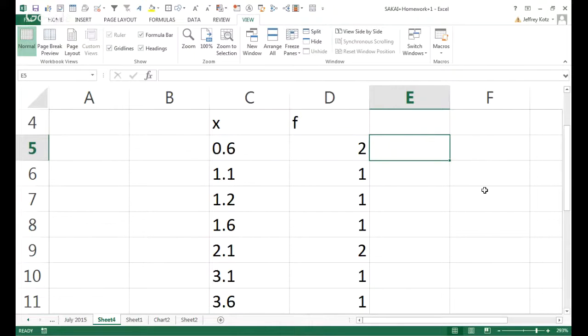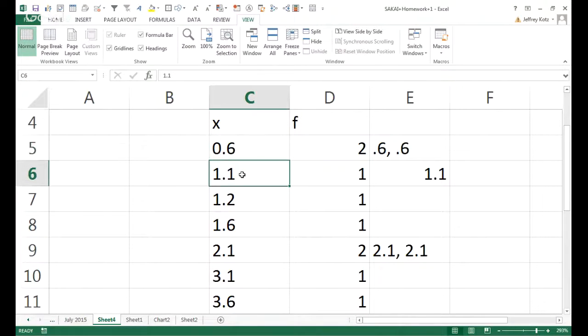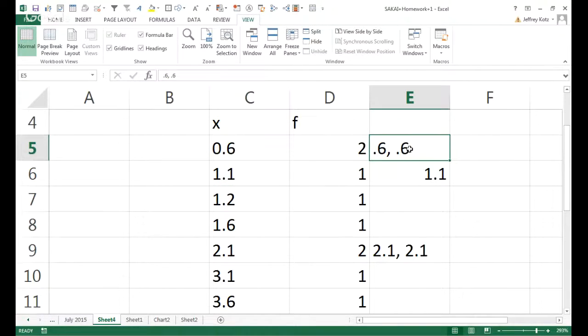In other words, 2 for the frequency here indicates that it is one person who used 0.6 and another person who used 0.6. One person used 1.1 and so on. 2 people used 2.1. And I would be adding up 0.6 plus 0.6 plus 1.1 plus 1.2 plus 1.6 plus 2.1 twice, because there's 2 of them. We have a mathematical operation for that, and that's multiplication.